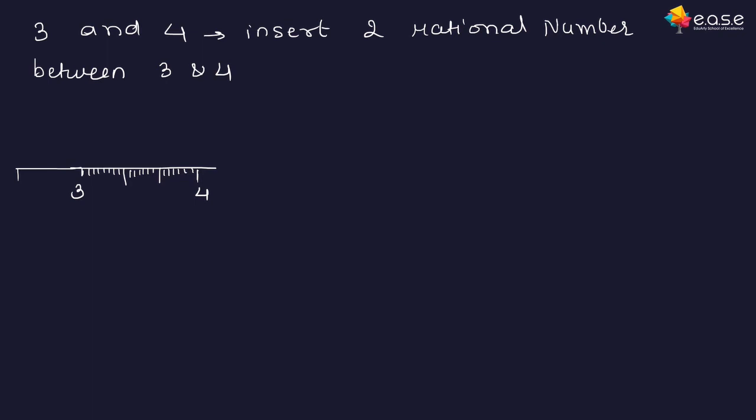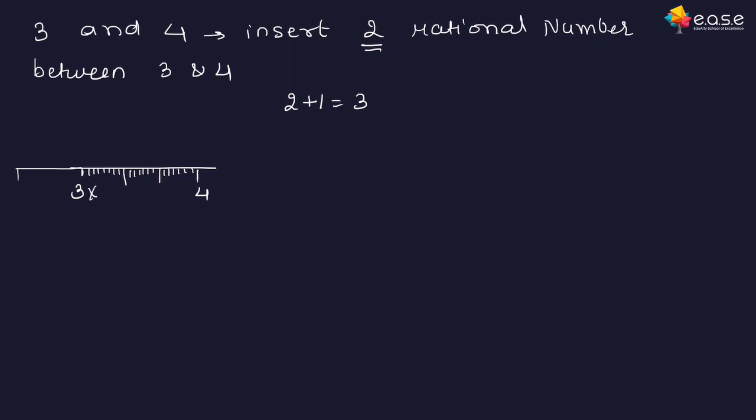Both methods will give you the same answer. So let's see how to do this. Suppose you want to find two rational numbers. If you need two rational numbers, you're going to do 2 plus 1, that will give you 3, correct? So what are you going to do? You're going to multiply and divide by 3.